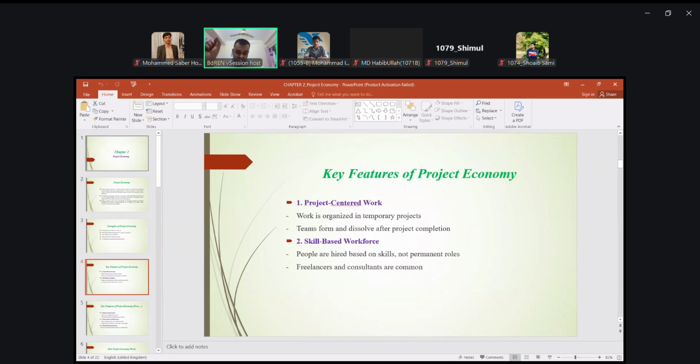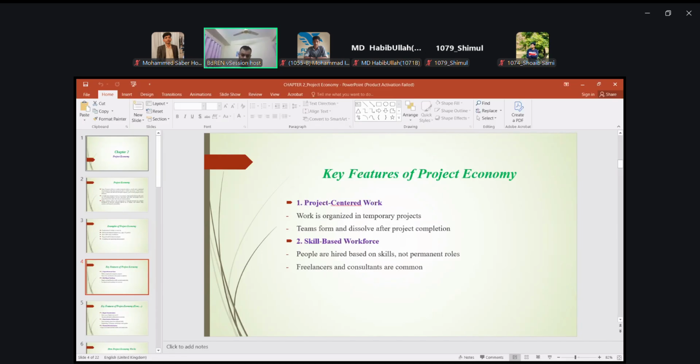Then we see that the first one is project-centered work. In the project economy, work is organized in temporary projects, and there are no permanent or routine operations here. I told you earlier. And that's why work is organized in temporary projects. Teams form and dissolve after project completion. Here, a team is formed and dissolved after project completion.